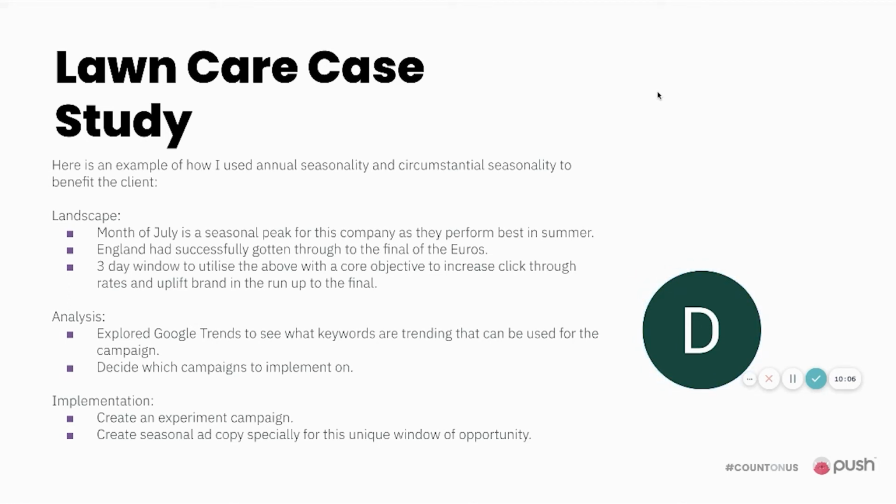What campaigns do I implement on? I've only got a 3-day window. I need to be efficient. I need to be fast. I need to be quick. So what I did was I utilized what we call campaign experiments in Google Ads. I'll take you in on how to do this in just a second.